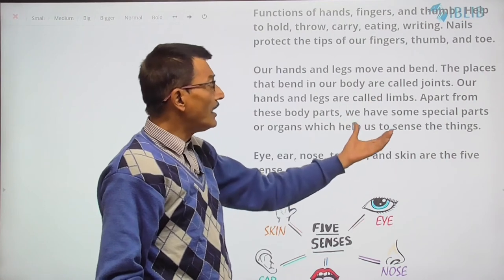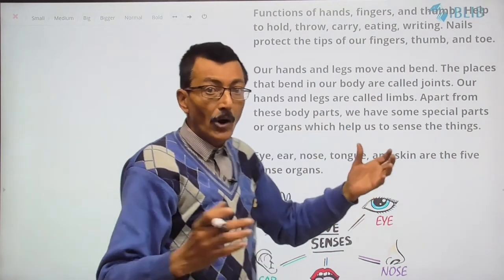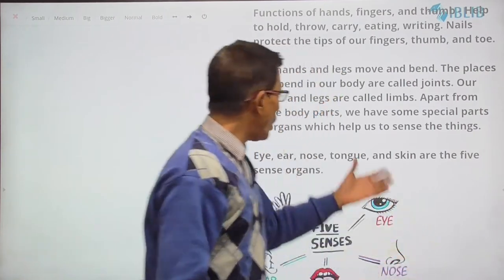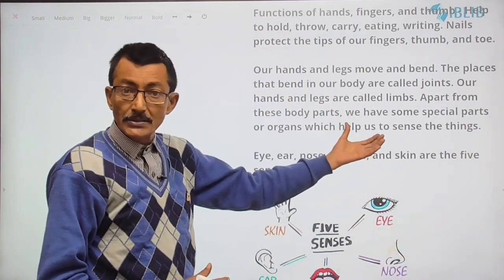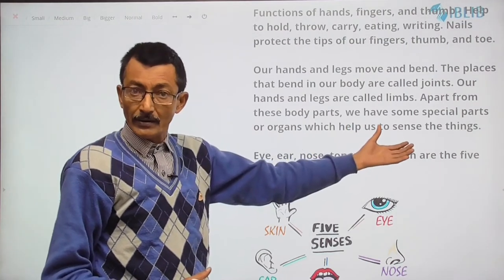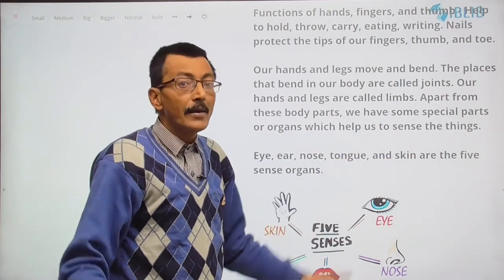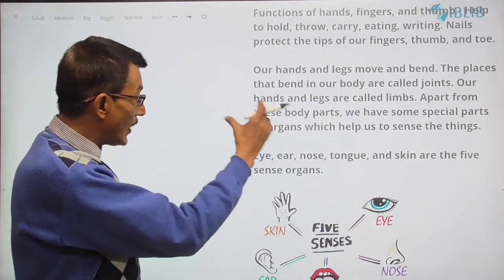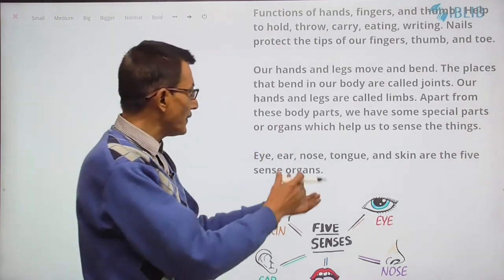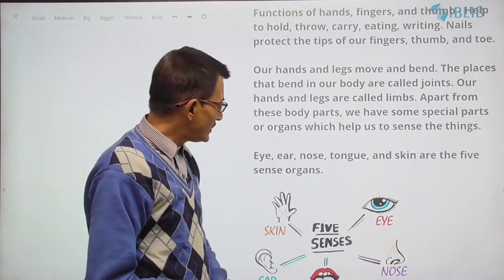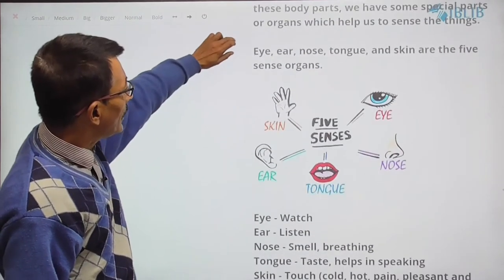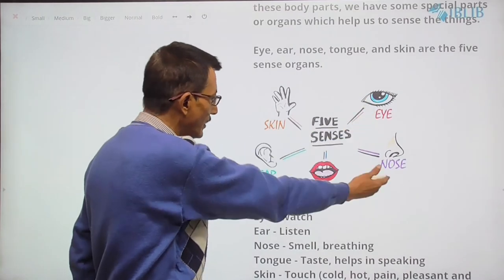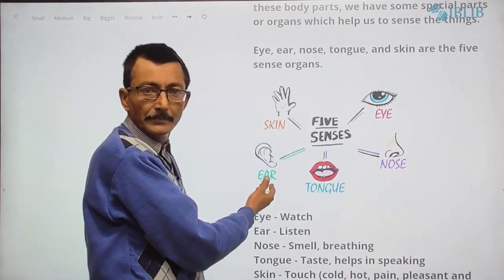There are some other special parts in our body which help us to perform work. And without these special organs, we cannot do anything. Even our hands and legs are helpless. So what are those five organs? The most important organs. Let us see. Now, in our body, we have got the five senses: skin, eye, nose, tongue and ear.